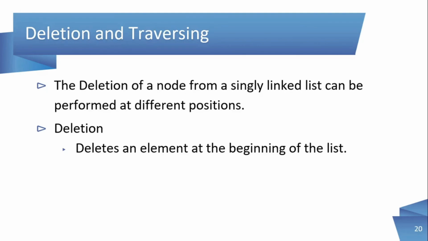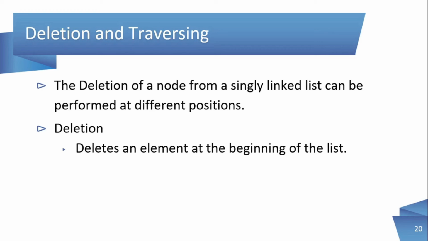Deletion and traversing. The deletion of a node from a singly linked list can be performed at different positions. Based on the position of the node being deleted, the operation is categorized into the following categories. Deletion at beginning. It involves deletion of a node from the beginning of the list. This is the simplest operation among all. It just needs a few adjustments in the node pointers.